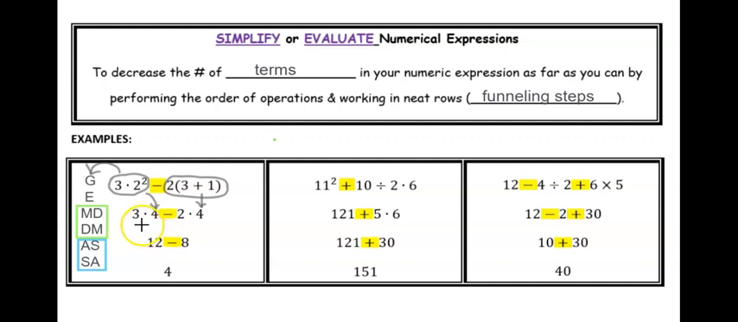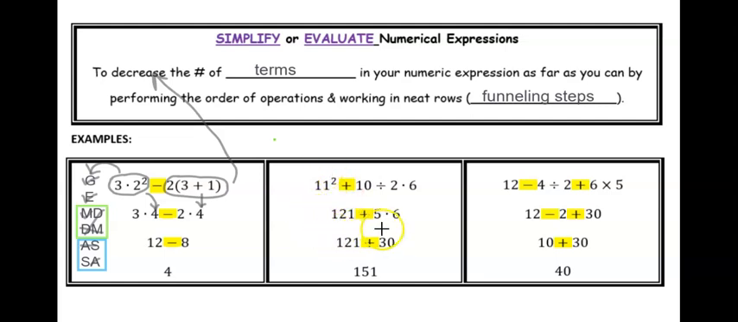And we now have our terms getting smaller and smaller. Remember, we're decreasing the number of terms in this expression by performing these operations in the right order. Now we're down to 2 terms that we know what to subtract. 12 minus 8 is 4, and you're done. So we did the grouping symbols, we took care of the exponents. There was only multiplication, so we took care of that, and then there was subtraction, so we took care of the subtraction right here, and we were done.